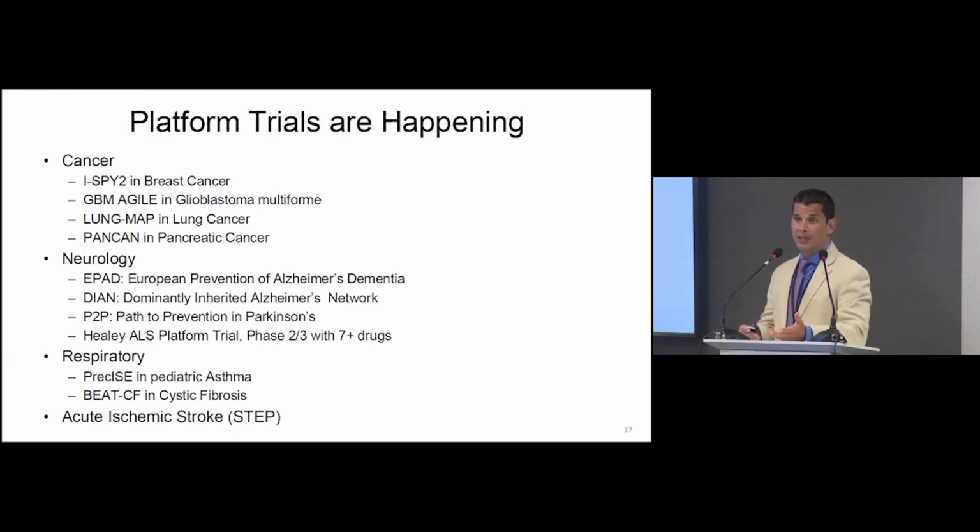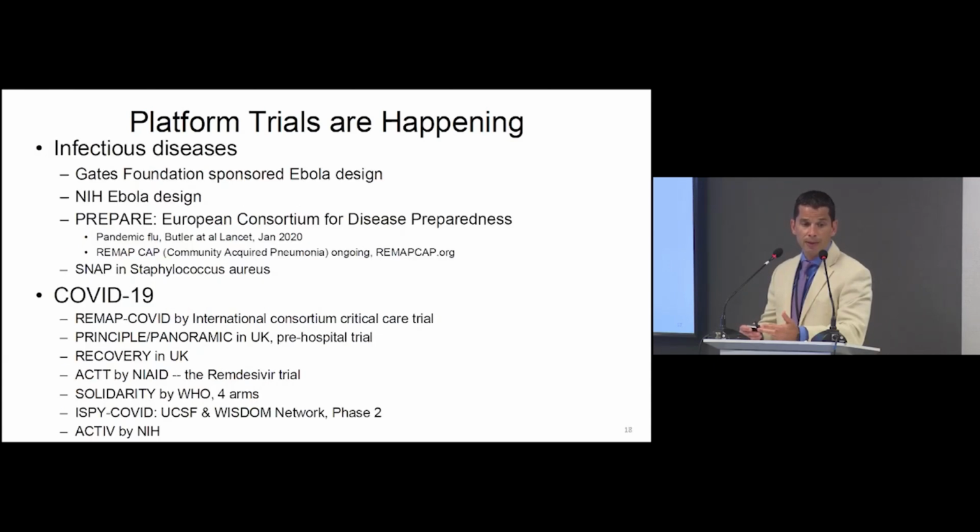Platform trials are certainly happening. They've been around for a while now. Here's a list of different ones going on in oncology, neurology, respiratory diseases, and stroke, as well as infectious diseases and COVID-19. I need to add CanTreatCOVID into this for the investigators here. This is an older slide, but certainly a lot is going on in COVID.